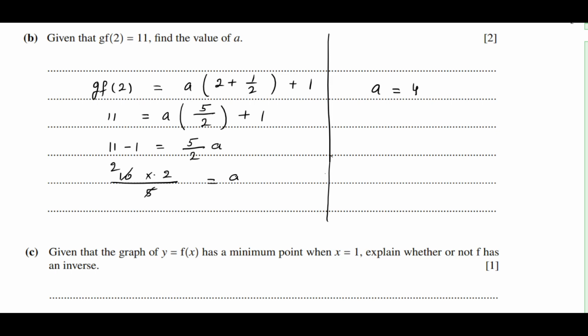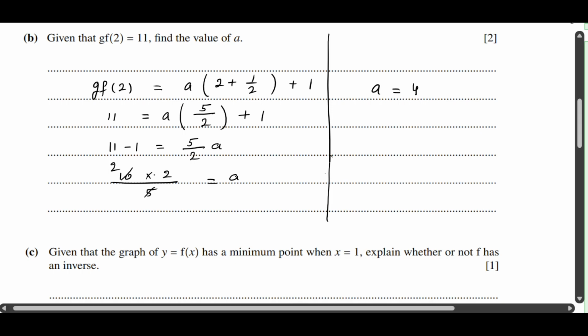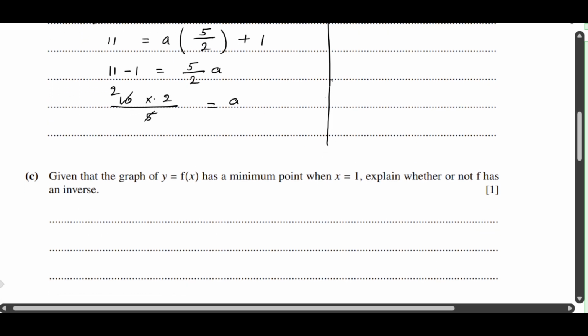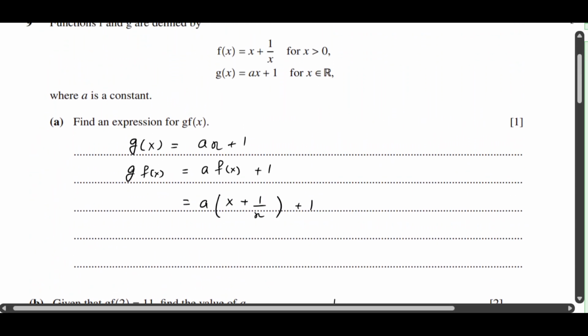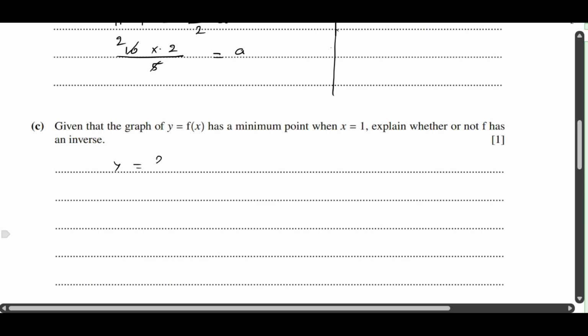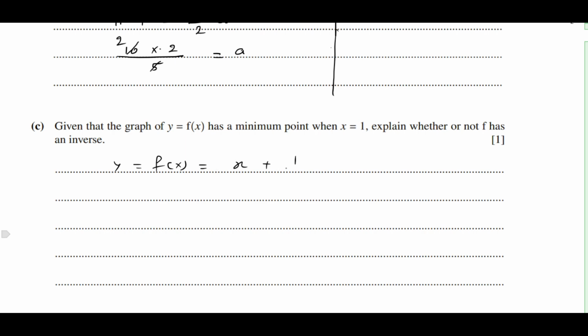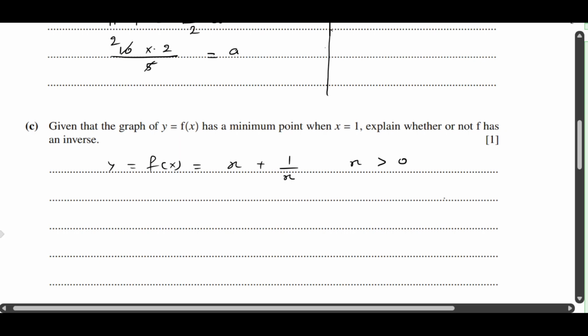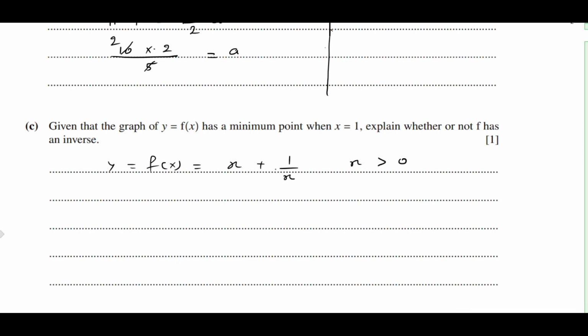Okay. Now let us move to the next part of the question. Next part of the question is that given that the graph y = f(x) has the minimum point when x is equal to 1, explain whether or not f has an inverse. Okay, so what is our f(x)? f(x) is x + 1/x for x greater than 0. I will write y = f(x), which is x + 1 divided by x for x greater than 0. When x is equal to 1, what will I get? 1 + 1, I will get 2.